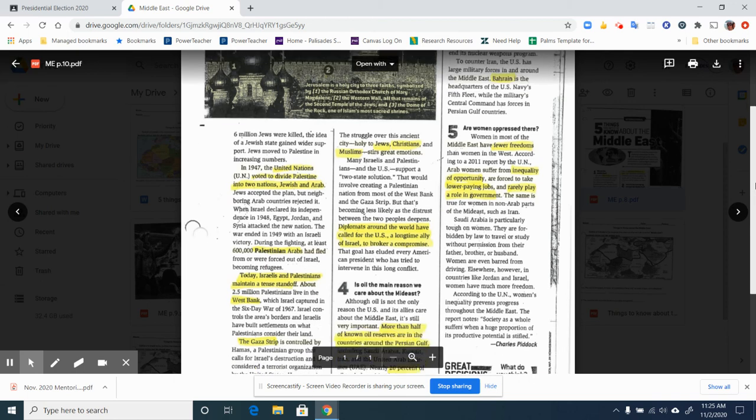According to the UN, women's inequality prevents progress throughout the Middle East. The report notes, quote, society as a whole suffers when a huge proportion of its productive potential is stifled, end quote.